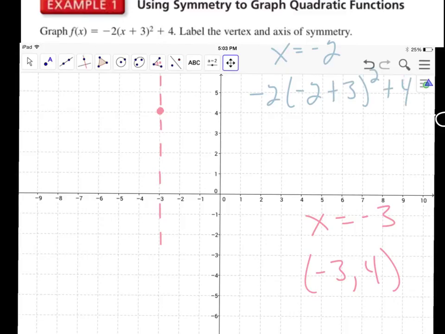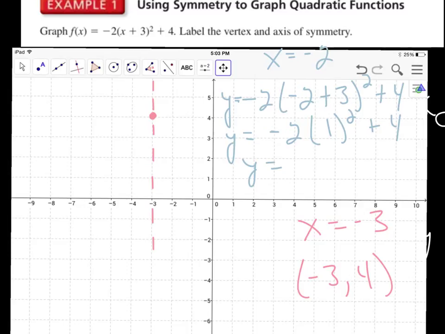What this will give you is basically my y value, because we know that f of x is the same thing as y. Our input is the x, our output is our y. So when we solve this, we should get -2 times 1 squared plus 4, and you get y equals -2 plus 4, so y equals 2. So when I plugged in -2, I got 2. So you want to go ahead and graph that. So -2, 2. There's a point for me right there.